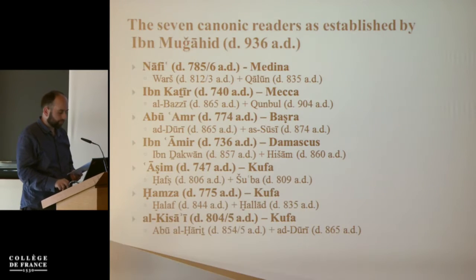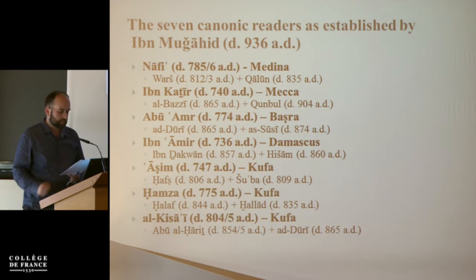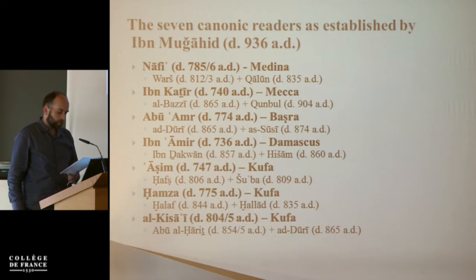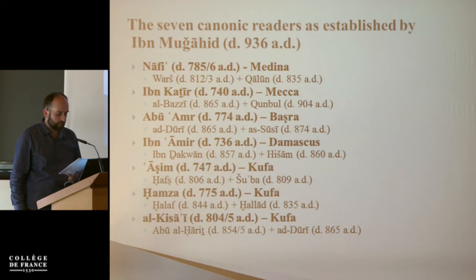When talking about the reading systems implemented in these manuscripts, one could imagine the 7 reading systems as they are proposed by Ibn Mujahid in the 10th century, which became the canonic reading systems of the Quran. But the problem with this assumption is that it is unclear if these manuscripts may or may not have been written before the time these canonic reading systems were established.